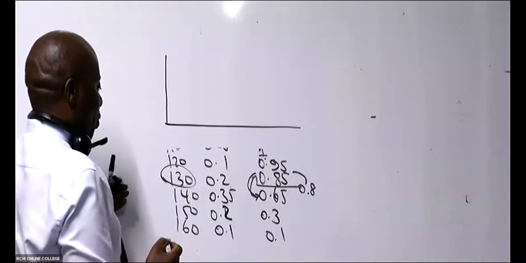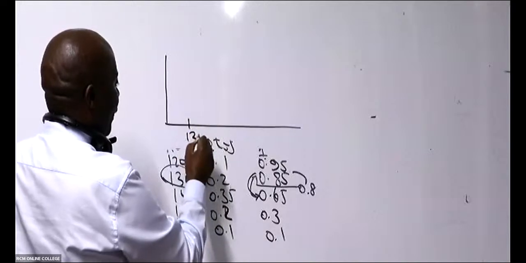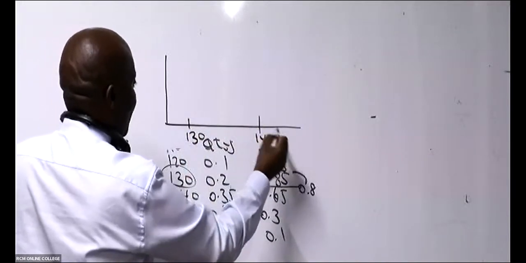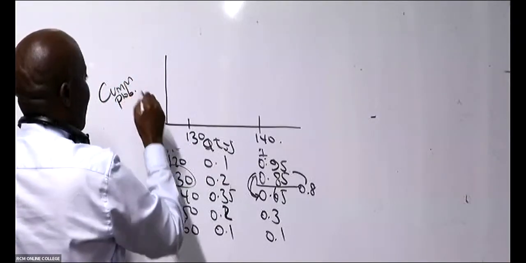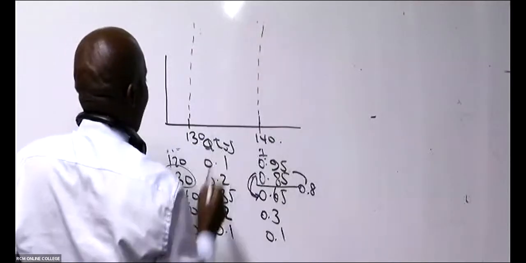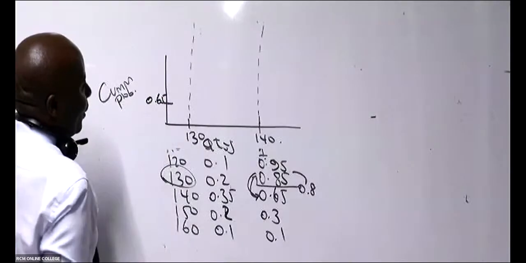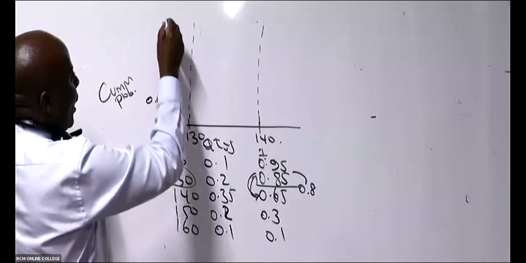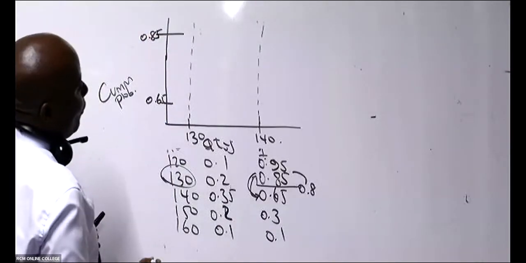So we have our quantity here. This is 130, this is 140. We have our cumulative probabilities: here we have 0.65, and then we have 0.85.